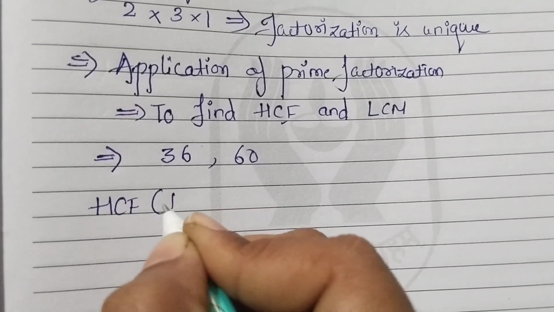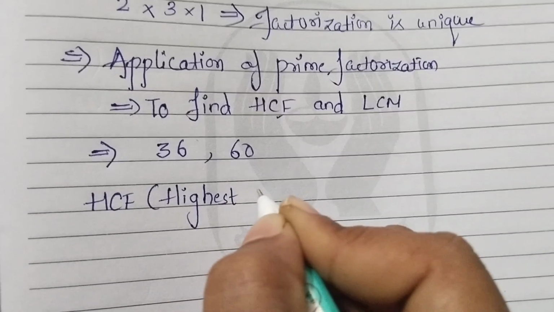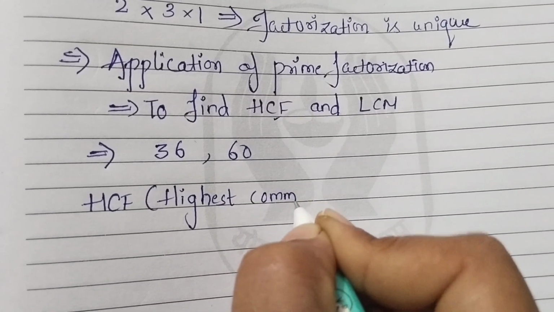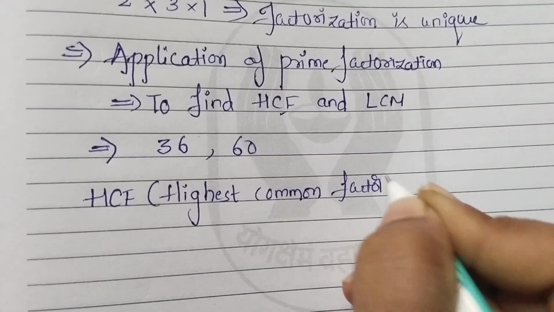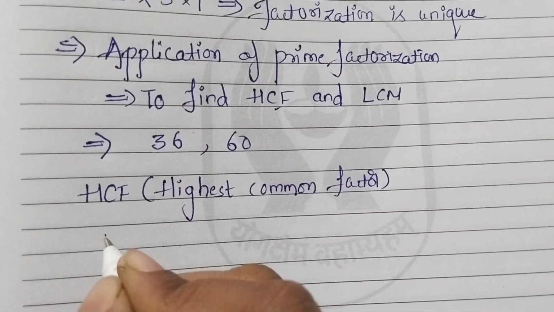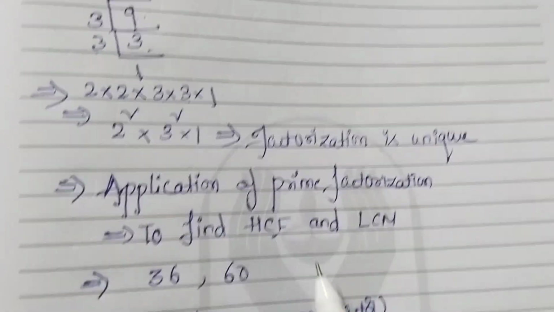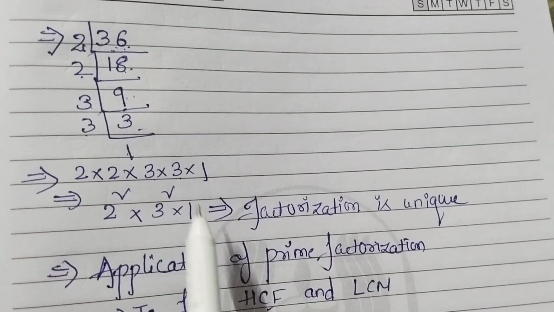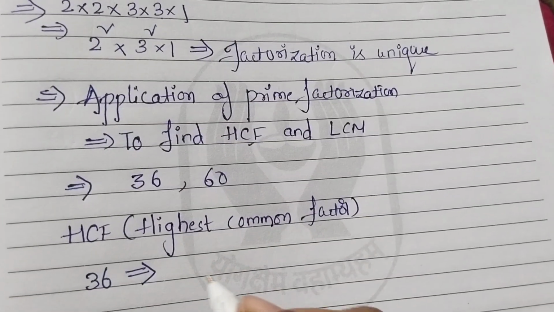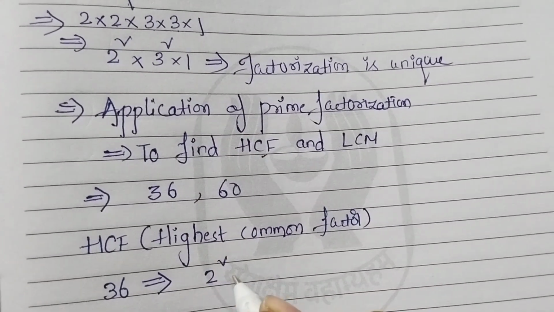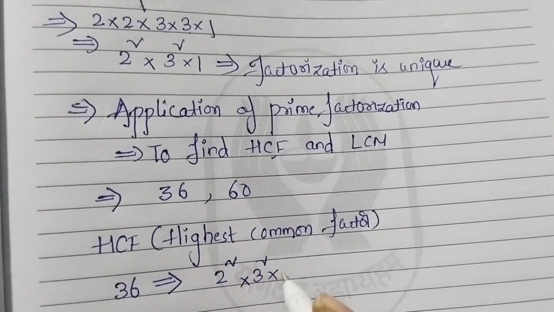HCF means, what is HCF? Highest common factor. Okay, take 36. See, in the above explanation, I have done prime factorization for 36, right? What we got? 2 square into 3 square into 1.